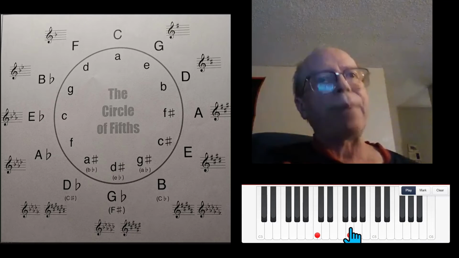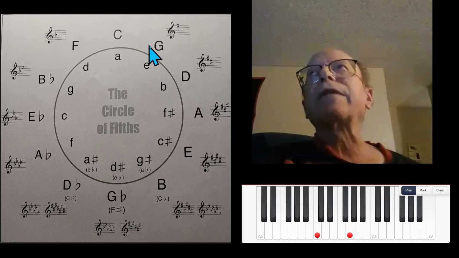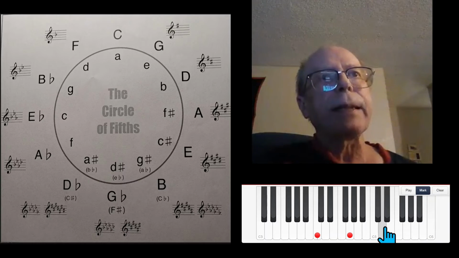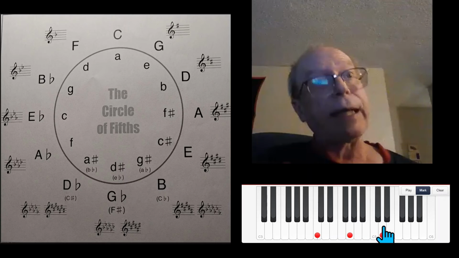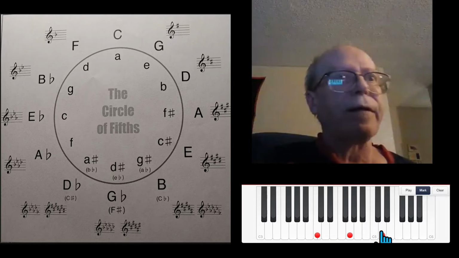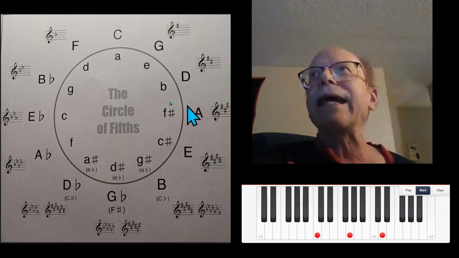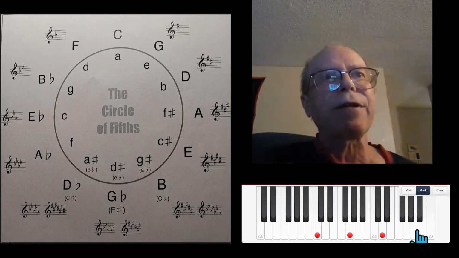But that's a perfect fifth. And it goes up from G. And you go up another perfect fifth from G. That's 8 semitones again. 8 semitones, that's there. You'll hit the D, which is over here. And do it again, you're going to hit the A, which is over here.